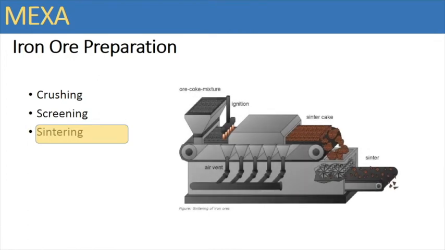The sinter, along with the unsintered ore, is fed into the blast furnace as part of the charge. The remaining charge is principally coke, which serves as fuel, and limestone, which serves as a flux. In the blast furnace, the charge is subjected to intense heat. The highest temperature is normally around 1800 degrees centigrade.